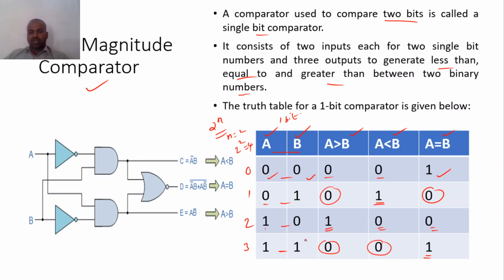Once the truth table is created, we need to find the Boolean expression using K-map for the output variables. There are three output variables: A greater than B, A less than B, and A equal to B. Let's find the expression for all three outputs one by one. First, A greater than B. Have a look at the A greater than B column alone. In how many places is the number 1 there? Only one place.